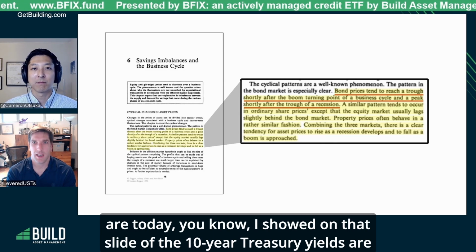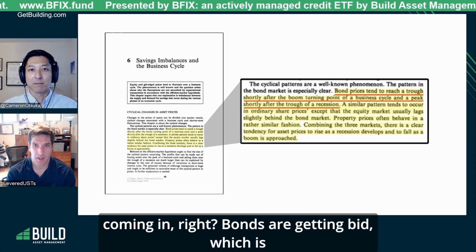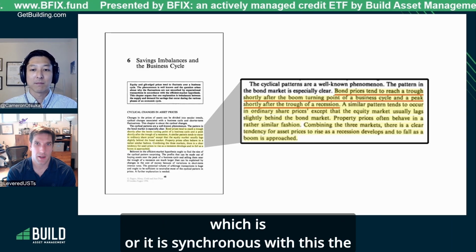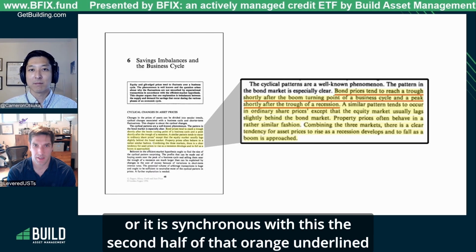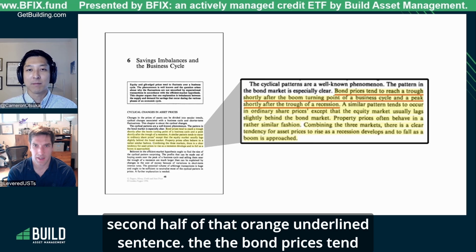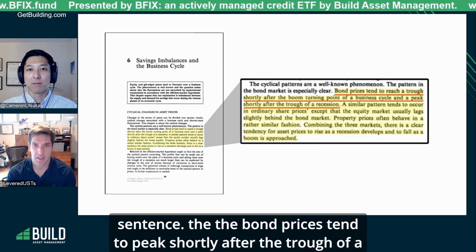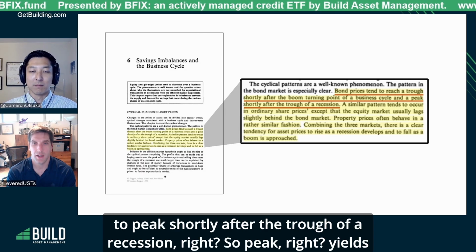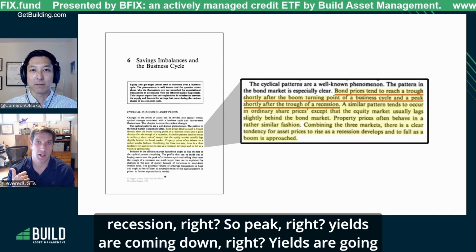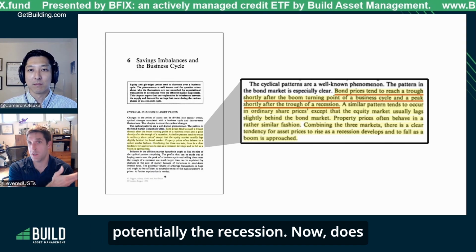So, bringing it to where we are today, I showed on that slide of the 10-year Treasury, yields are coming in, right? Bonds are getting bid, which is synchronous with the second half of that orange underlined sentence: bond prices tend to peak shortly after the trough of a recession, right? So yields are coming down, and they're going to keep coming down until you potentially get to the recession.